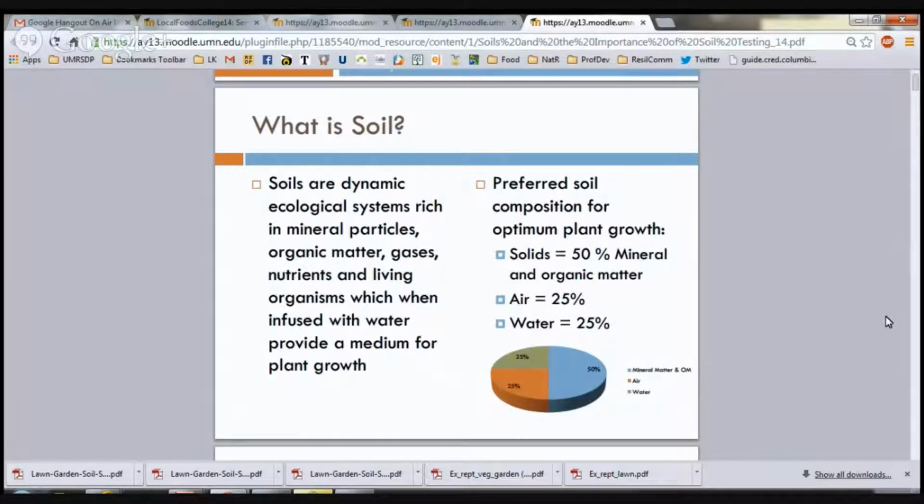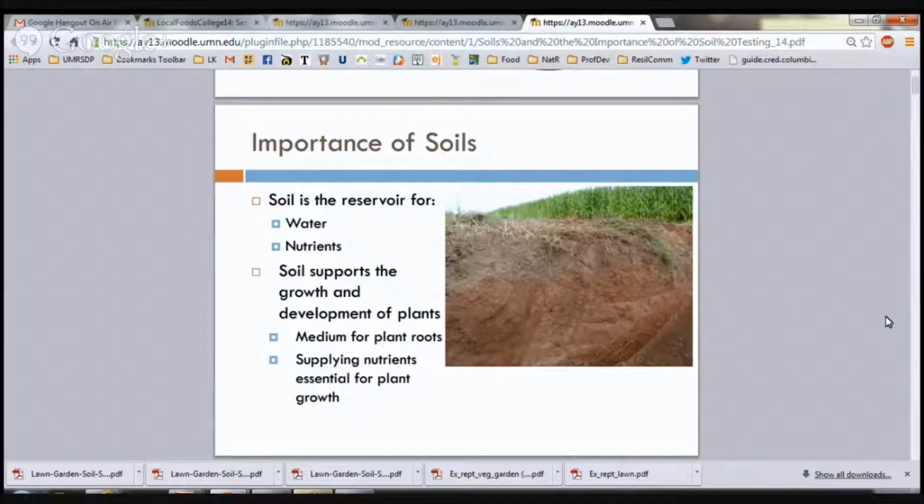Typically the preferred soil composition would be about 50% solids, which would include about 4 to 5% organic matter, and then 50% pore space. And typically a silt loam would fit all of those needs. So obviously we want a soil that's going to provide all of those essential nutrients that we need for plant growth and development. We call those our macro and micronutrients.